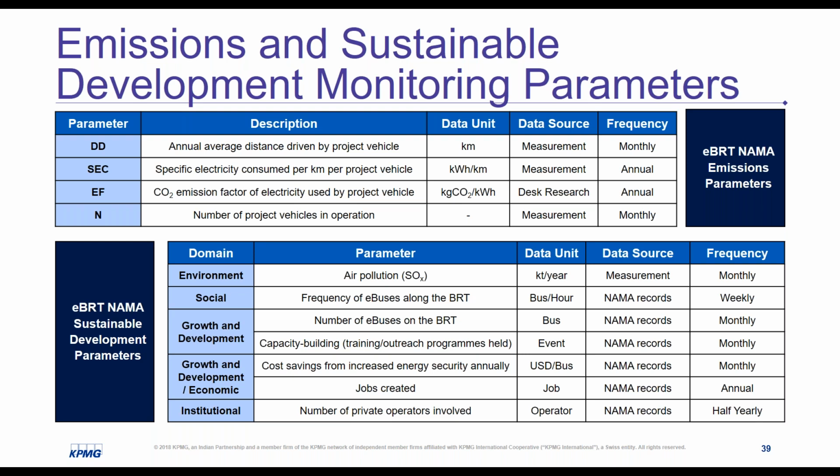And here we have a measurement requirement, for example, for the average distance traveled, the specific electricity consumed, and also the CO2 emission factor of the electricity used by the project vehicle, and then the number of project vehicles under operation. The other one I've already explained, which was about how to monitor the sustainable development co-benefits. If you move on to the next slide, please.